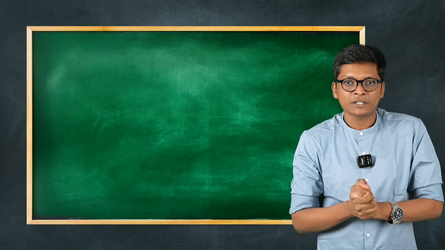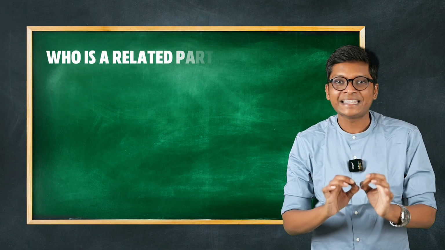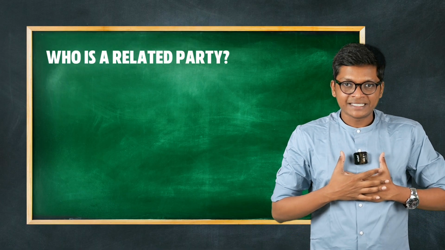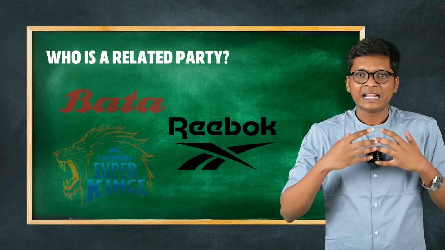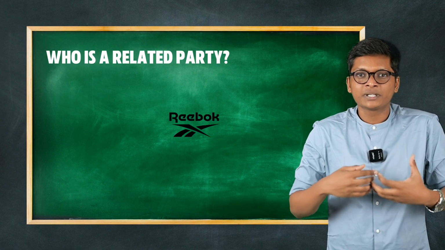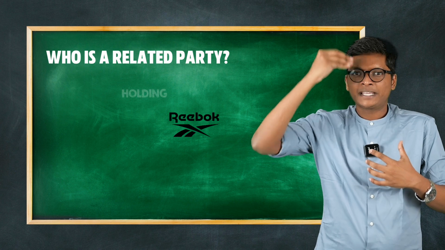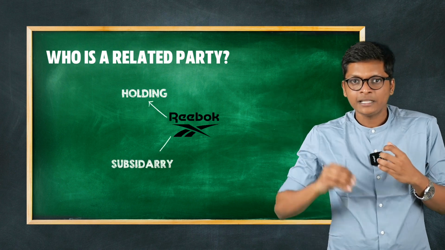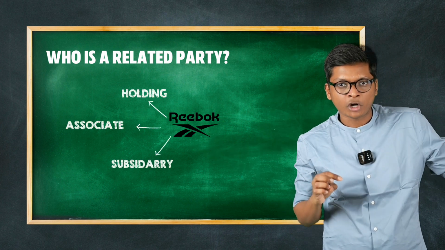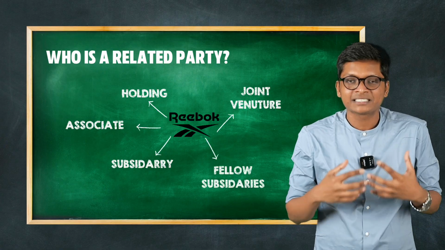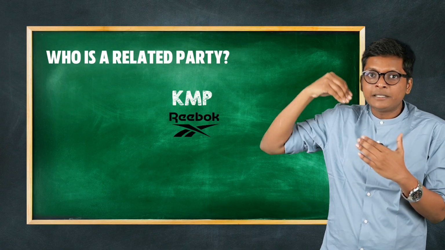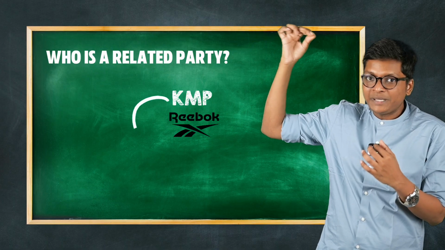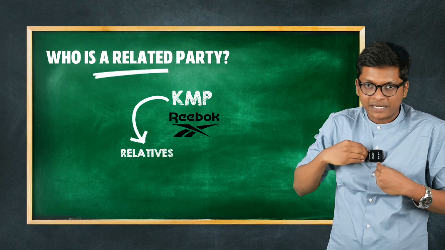Coming to the first part of the standard, who is a related party? Let's take I am an entity. For example, I can be Bata, I can be CSK, I can be Reebok, whatever. I am an entity. Let's do a simple demonstration. For me, my holding, my subsidiary, my associate and my joint venture and my fellow subsidiaries are my related party. Second, if there is any KMP in my company, that KMP and their relatives are related party to me.